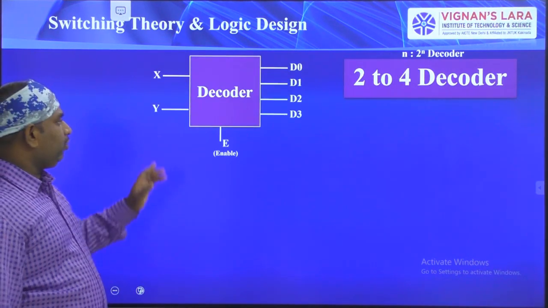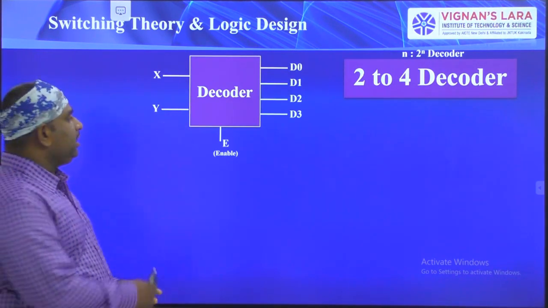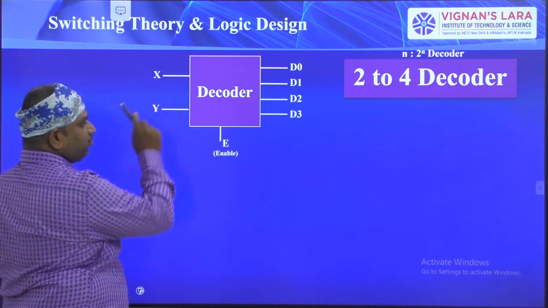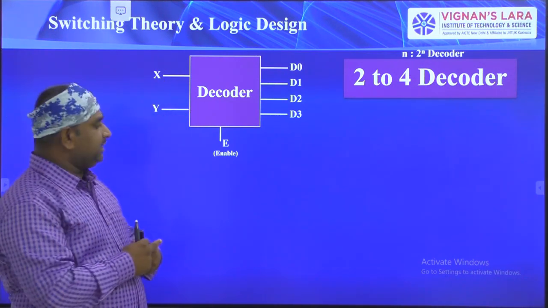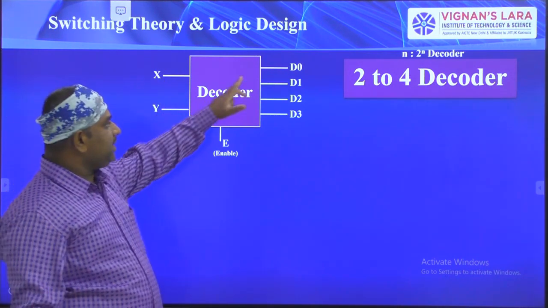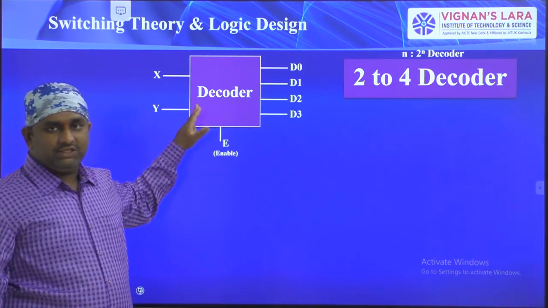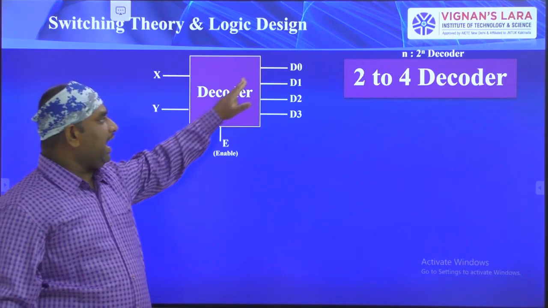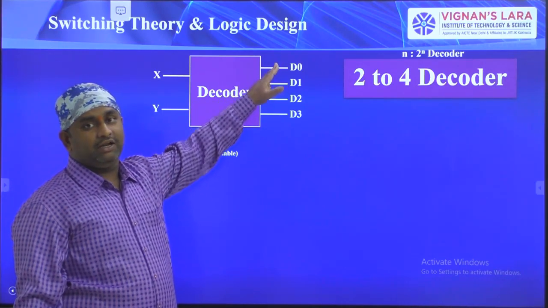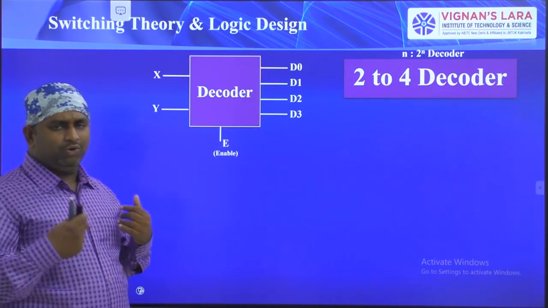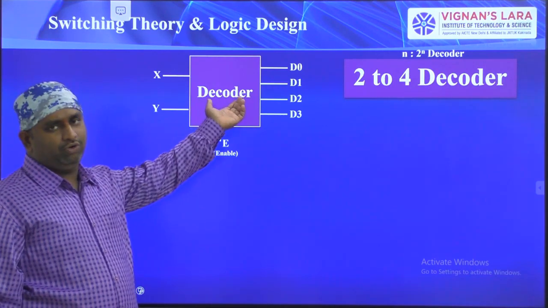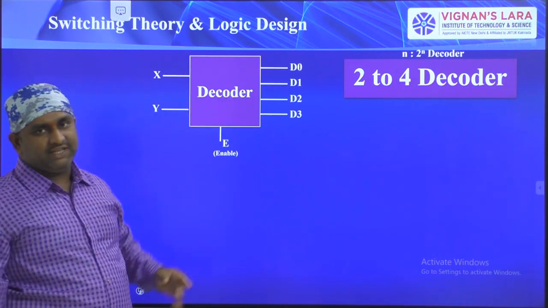This 2 to 4 decoder, generally we are representing like this. Here I have 2 inputs, x and y, and outputs D0, D1, D2, D3. So this is the decoder. For that reason I am saying that the outputs are D0, D1, D2, D3. Some notation you can give. This is the standard notation we are using. So 2 inputs are available.